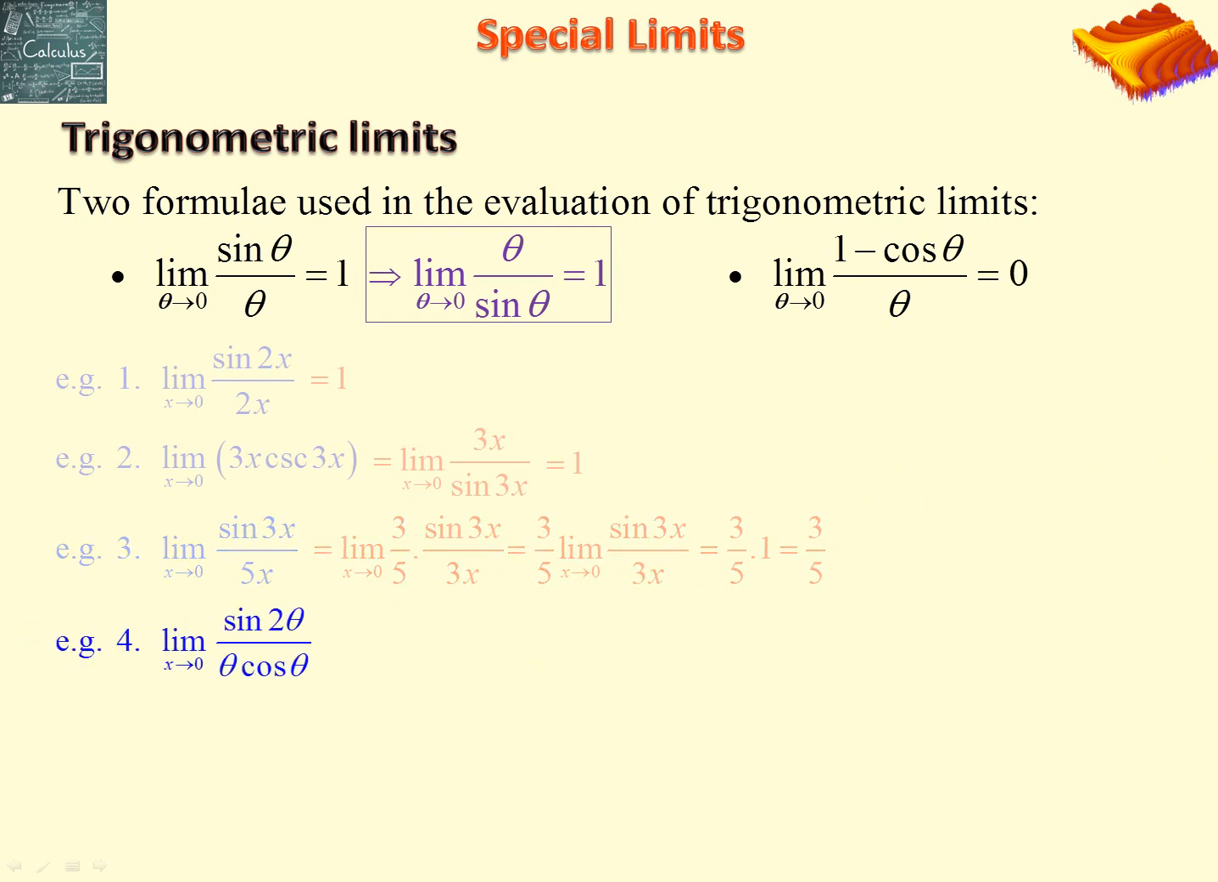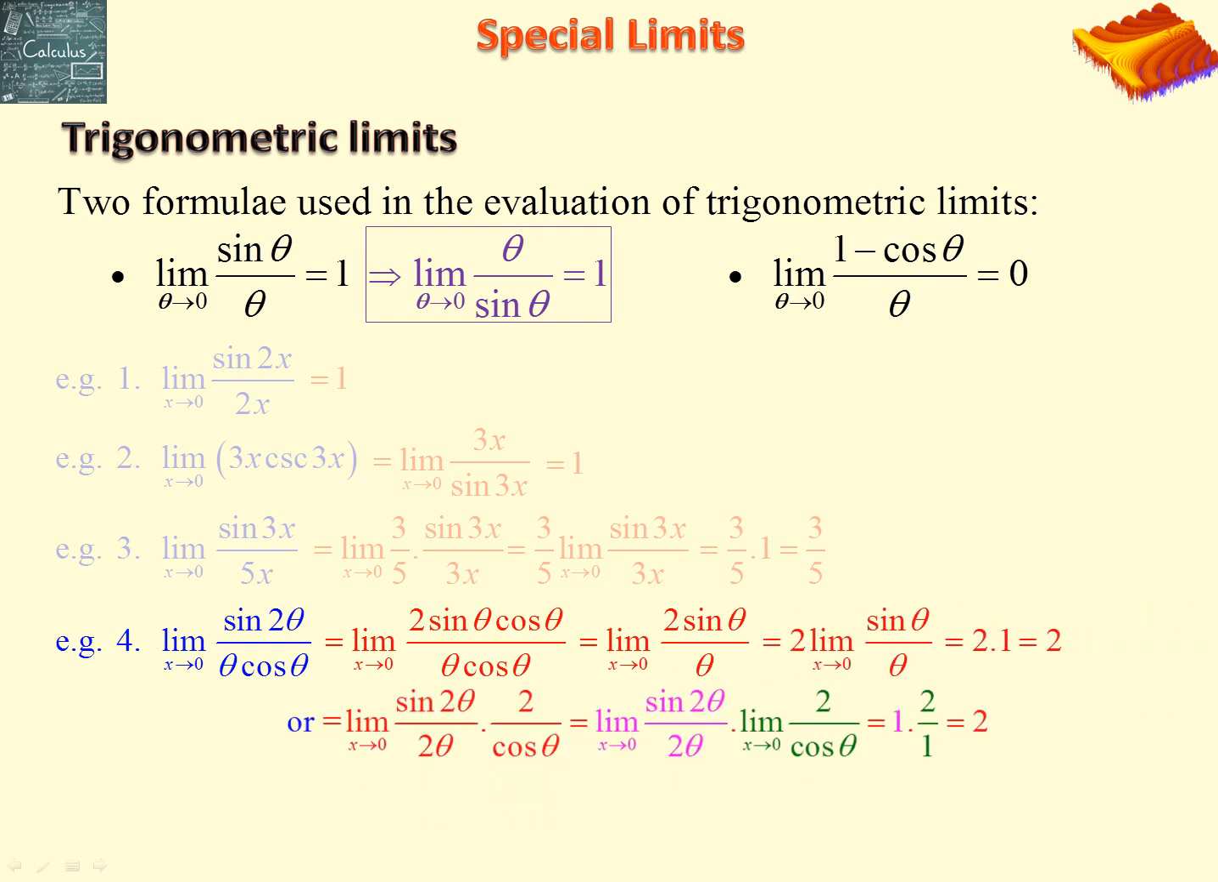Sine 2 theta over theta cos theta. Well, we're going to have to establish this rule first, so I want to have sine theta over 2 theta, and we'll take the cos separately. First of all, I'm going to do it in a different way here. In fact, I'm using my double angle formula first, which simplifies to that, and that's very straightforward. But we could have done it the other way I'm talking about.